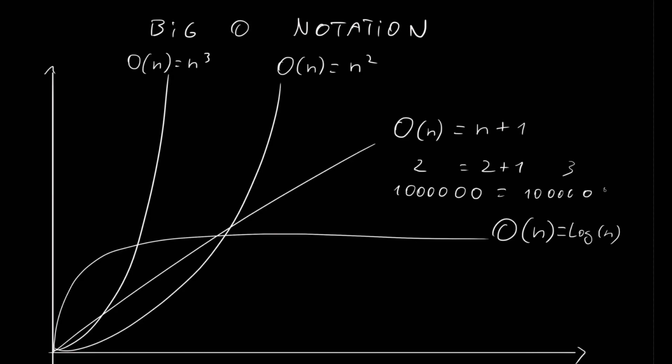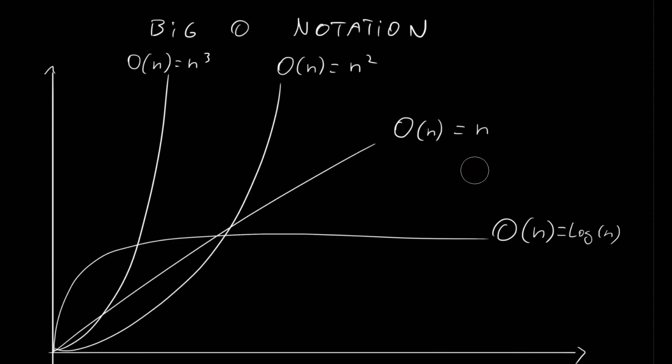Then you will have 1,000,001, and this is a tiny percentage of the total. And as it increases, this one here will become a lesser and lesser percentage of the total complexity. So it becomes less relevant as the amount of data increases. So in big O notation, we completely ignore any of these constants.